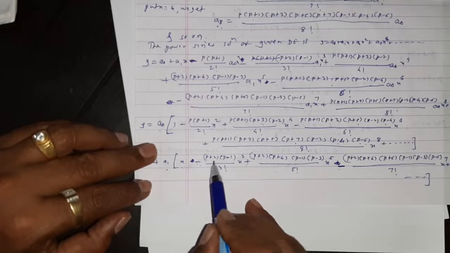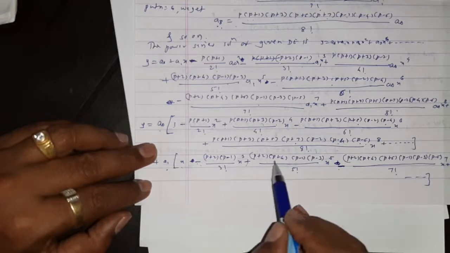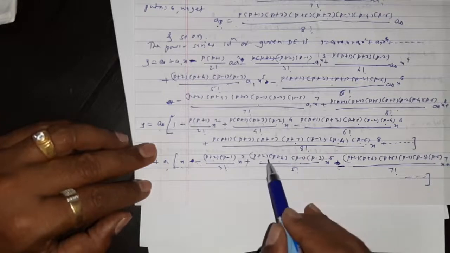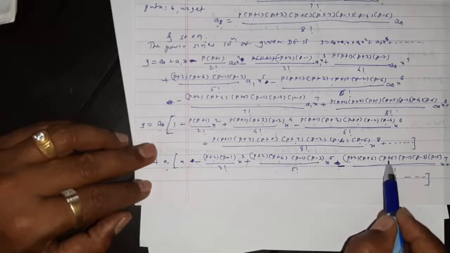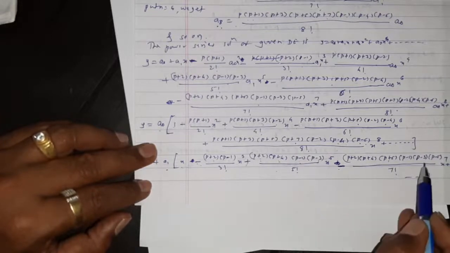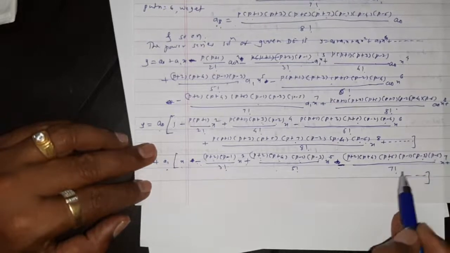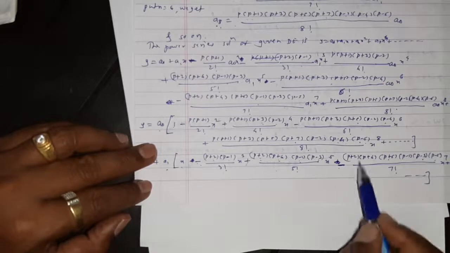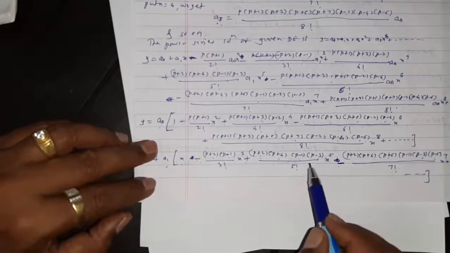Similarly, here are the terms: p plus 2, p minus 1, p plus 2, p plus 4, p minus 1, p minus 3. So p plus 2, p plus 4, p plus 6, p minus 1, p minus 3, p minus 5 divided by 3 factorial, 5 factorial, 7 factorial, x raised to 7. So this is the final answer of Legendre's polynomial.